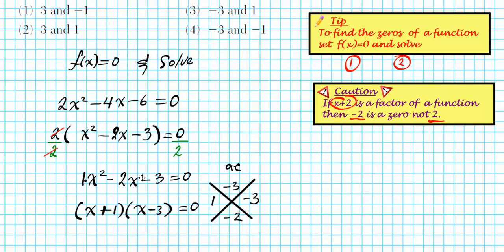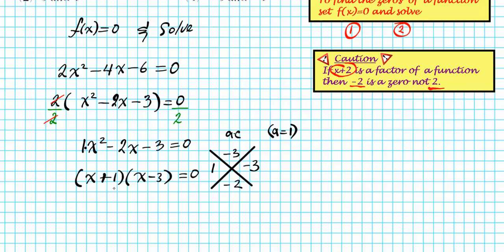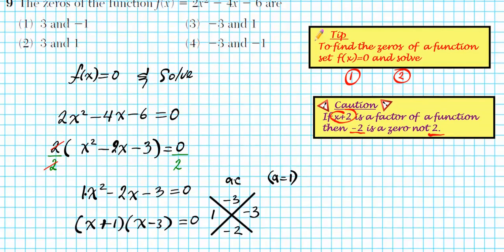The reason why I can jump from the x game to the factored state is because a is equal to 1. If a were not 1, if it were some other number, then I have to factor by grouping, okay? All right, so that's a factored state. So does this mean that 1 and -3 are our answers? Does that mean that our answer is option number 3, 1 and -3?